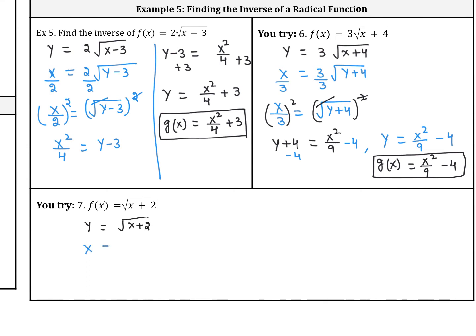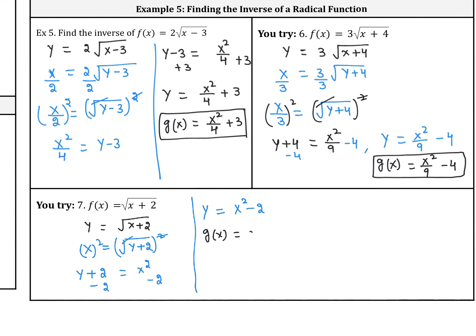Switch, so this is x equals square root of (y plus 2). And then you're going to square both sides. You got y plus 2 equals x squared. Subtract 2 on both sides. You got y equals x squared minus 2. And then instead of y, you're going to write g(x). And then g(x) is the inverse of the given function f(x).